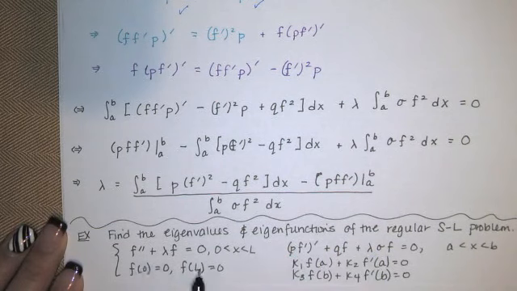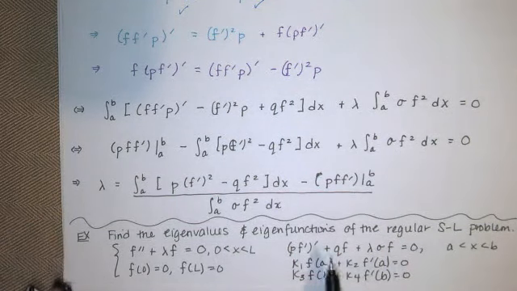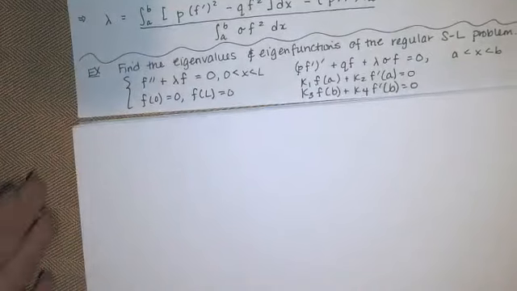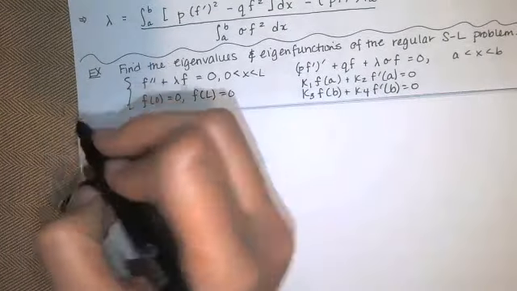Now notice we don't have any derivatives in our boundary conditions. So that just means that kappa 2 and kappa 4 are both 0, and kappa 1 and kappa 3 are both 1. And instead of a and b being the endpoints of our interval, in this case, we're saying that x equals 0 and x equals L are the endpoints of our interval. So this is a regular Sturm-Liouville problem associated with those values of p, q, sigma, kappa 1, kappa 2, kappa 3, and kappa 4.